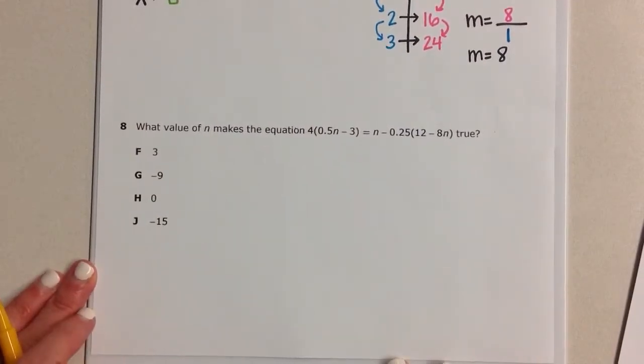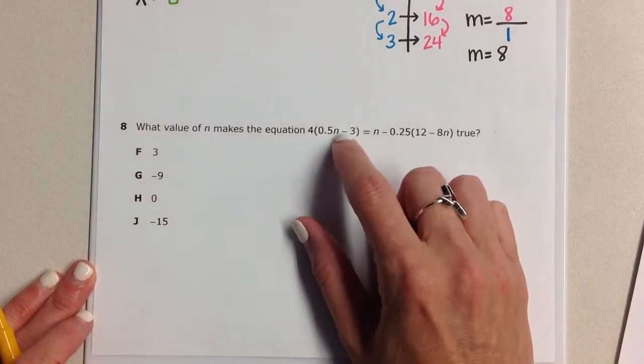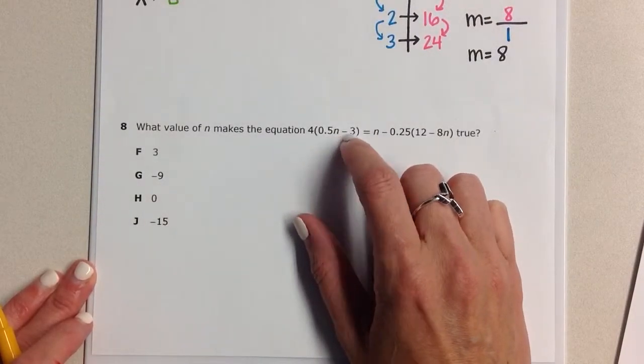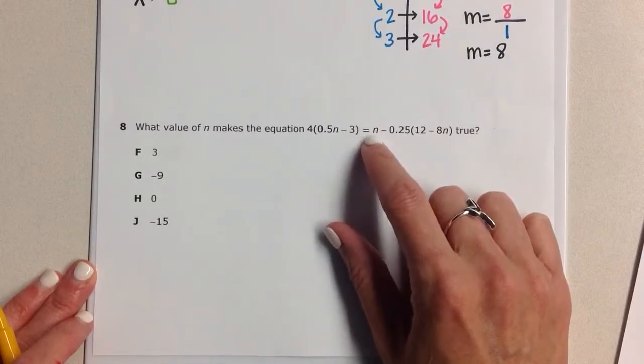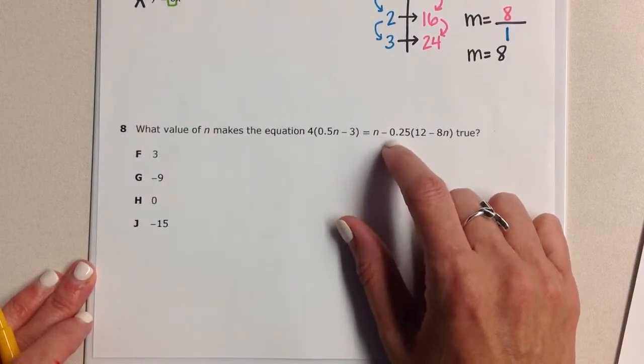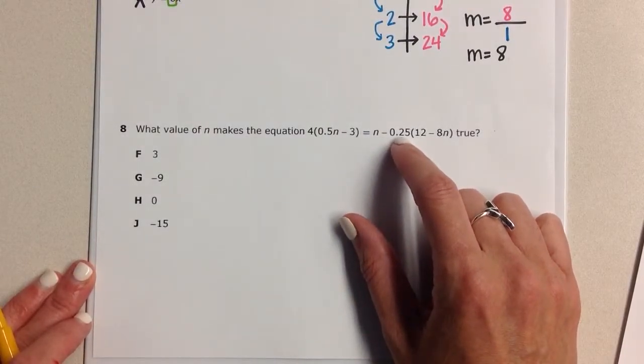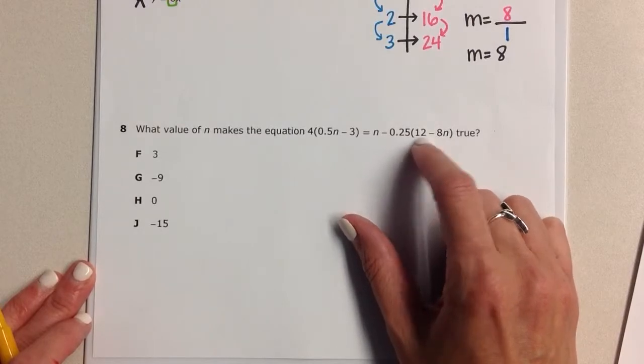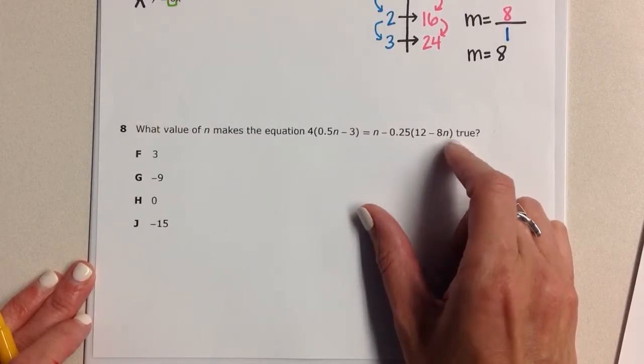Okay, benchmark question number 8. What value of n makes the equation 4 times the difference of 1/2 times the value of n and 3 equal to n minus 25/100 times the difference of 12 and 8 times the value of n true?